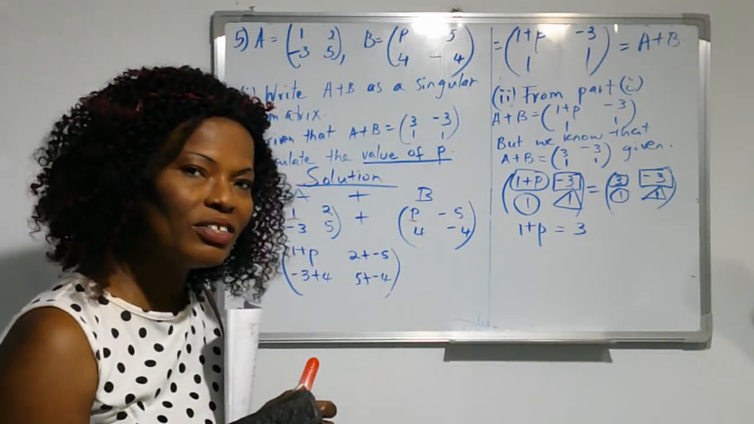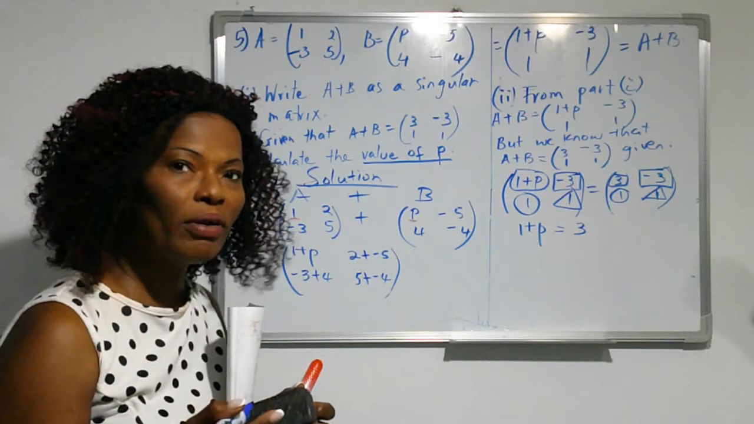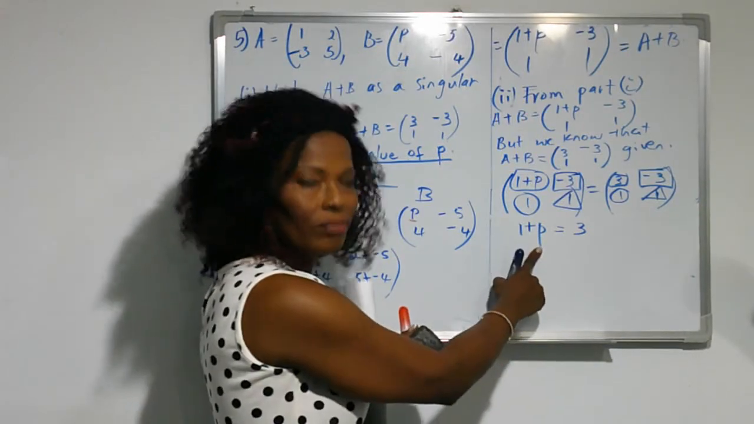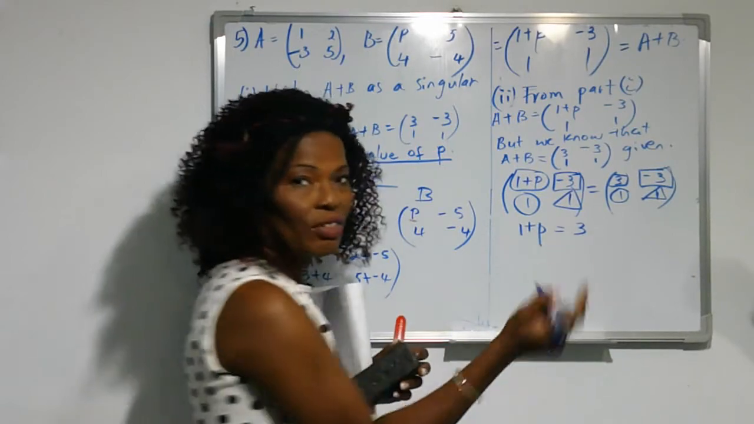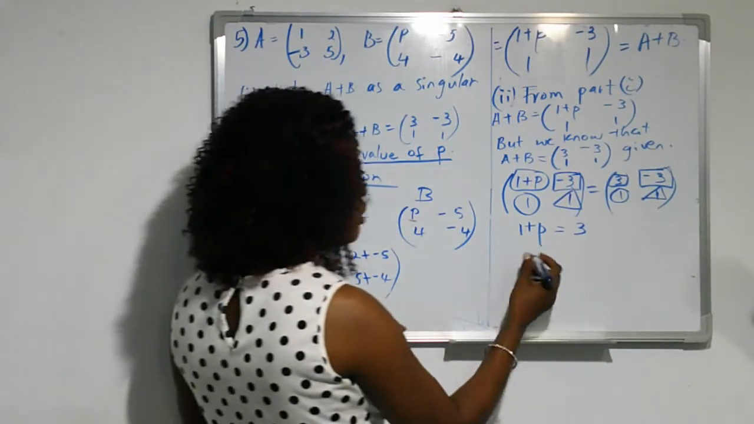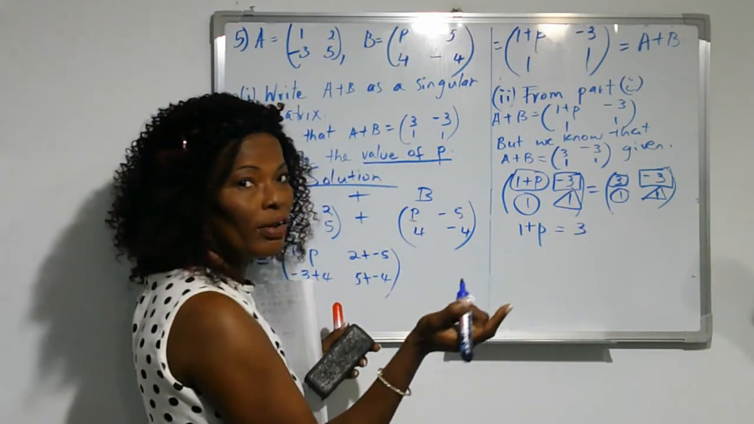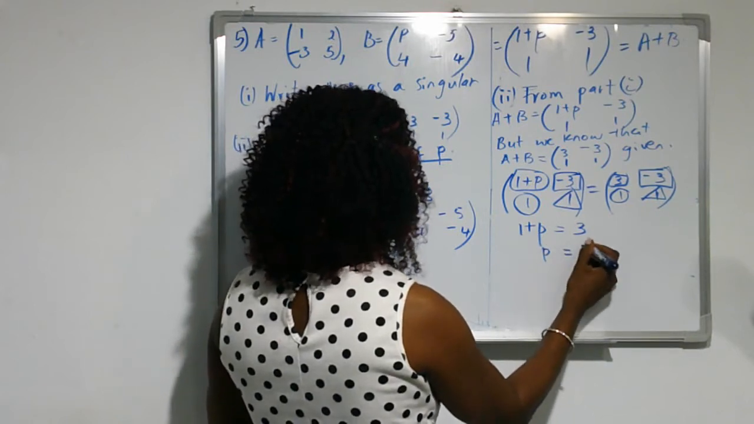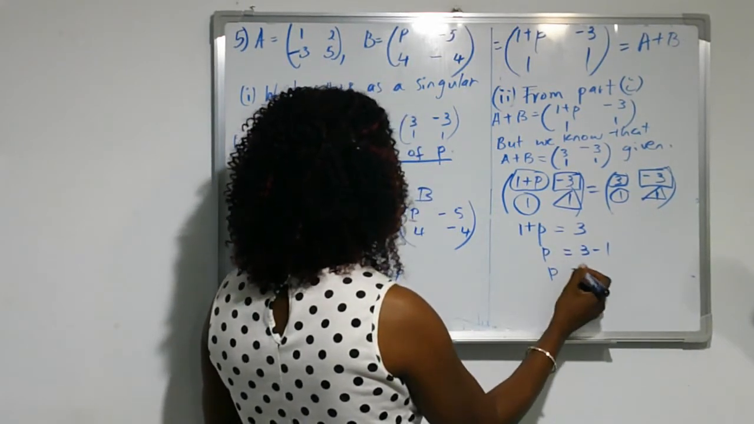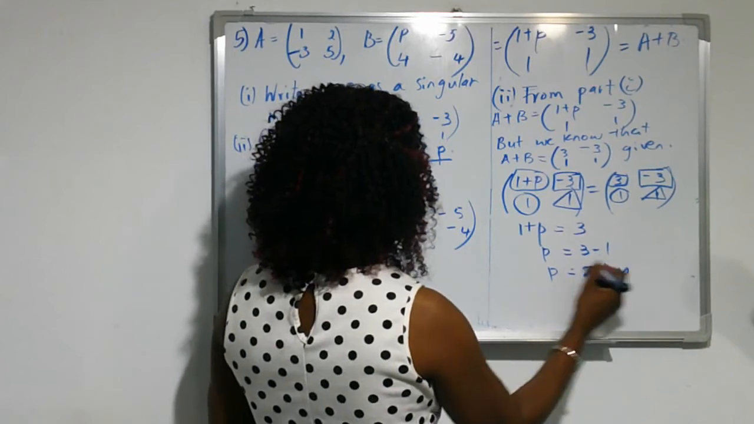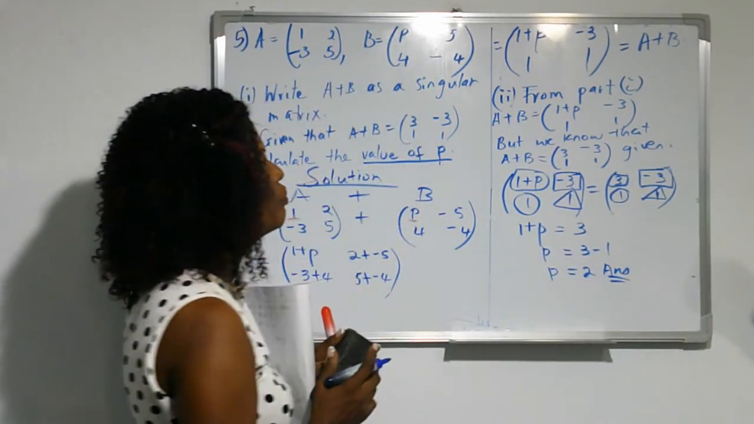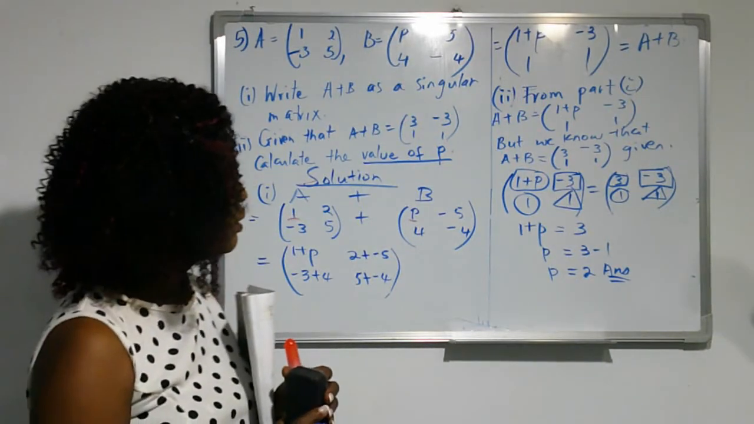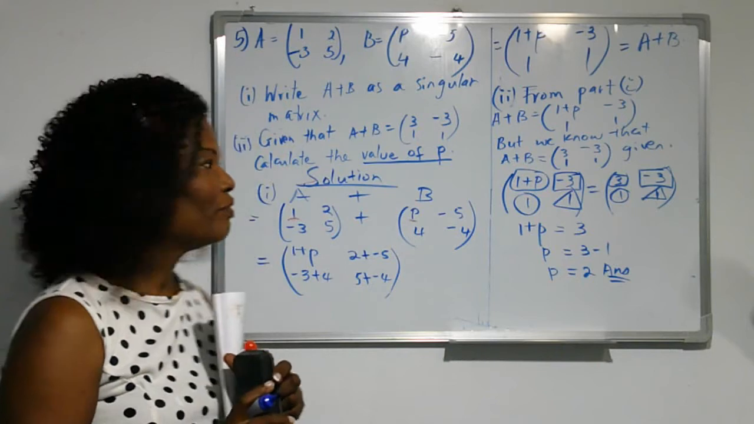Guess what the answer is? You can't guess, you know. Remember that your answer must make sense. The value of P has to be 2 because 1 plus 2 equals 3. And again, all you're doing is subtracting 1 from both sides. So P is equal to 3 minus 1. P is equal to 2. And that's the answer for the value of P.